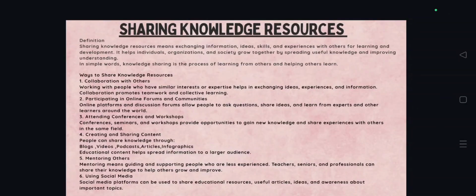Next comes sharing knowledge resources. Knowledge resources are basically resources that help us gain knowledge and share knowledge. Knowledge sharing is the process of learning from others and helping others learn. Whatever knowledge we have, we can share it with others, and whatever knowledge they have, they can share it with us. That's sharing knowledge resources. It means exchanging information, ideas, skills, experiences with others for learning and development.